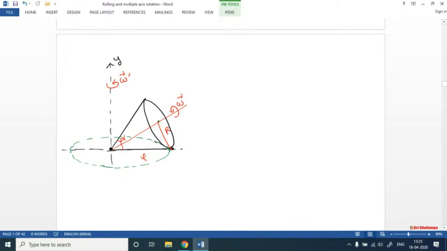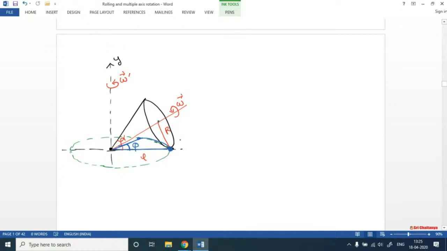So again, we will consider one complete rotation. That means this point, after rotating completely, will again touch the ground. So this will move from this point to this point, and this on the ground will be the angular displacement, some phi over here.